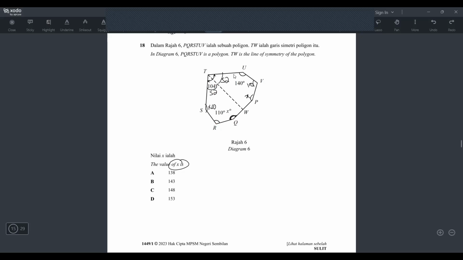So the only way to do it is like this. You take the whole polygon. So the whole polygon got how many angle? How many sides? 1, 2, 3, 4, 5, 6, 7. So got 7 sides. So if got 7 sides, what is the sum of interior angle? Sum of interior angle.